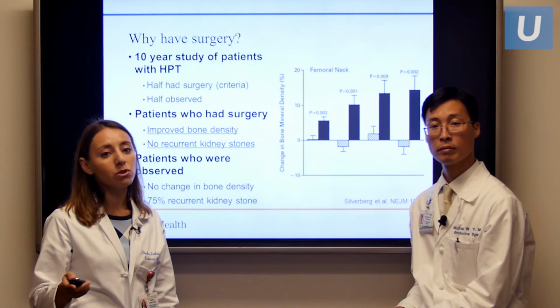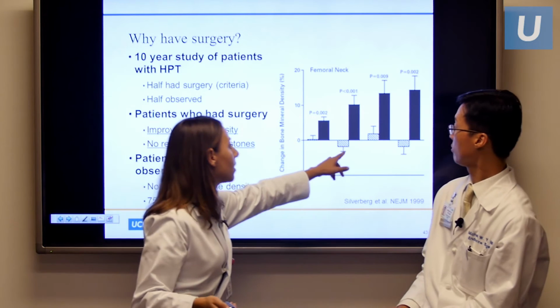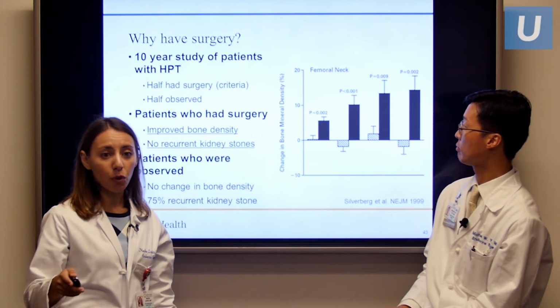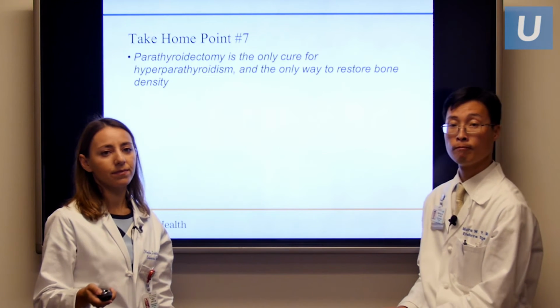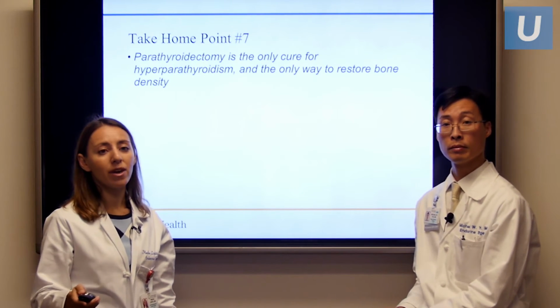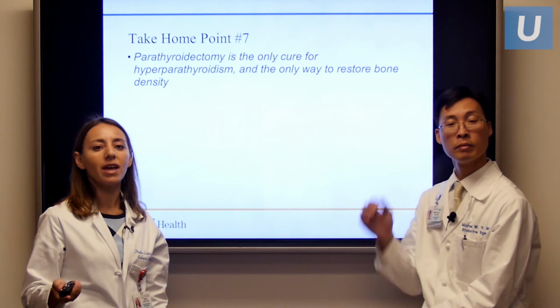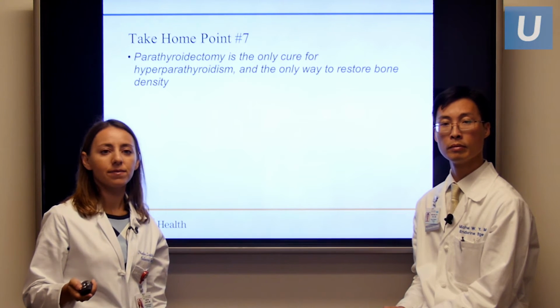Of the patients who were observed, they had no change in their bone density. That's the striped bar here. So it didn't get worse, but it also did not get better. It stayed low. And 75% of them had another kidney stone. So the next take-home point then is that parathyroidectomy is the only cure for hyperparathyroidism, and it's the only way to restore your bone density.